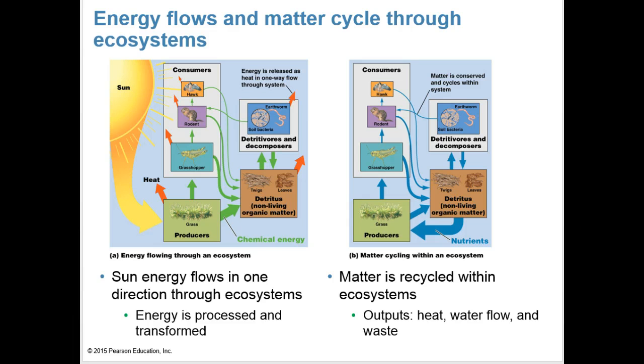So the theme here is that energy flows and matter cycles through ecosystems. And by saying that, we're holding true to our laws of thermodynamics. The sun's energy flows in one direction through ecosystems, and energy is processed and transformed into other forms. Matter is recycled within the systems. The outputs, though, include heat, water flow, and waste.